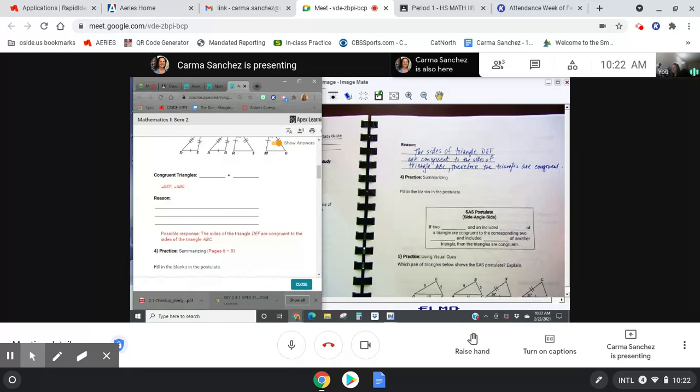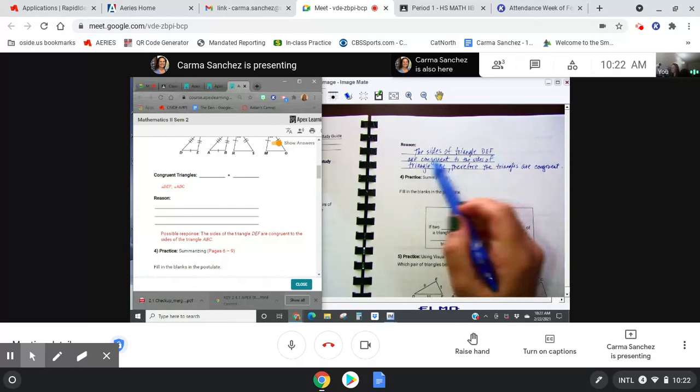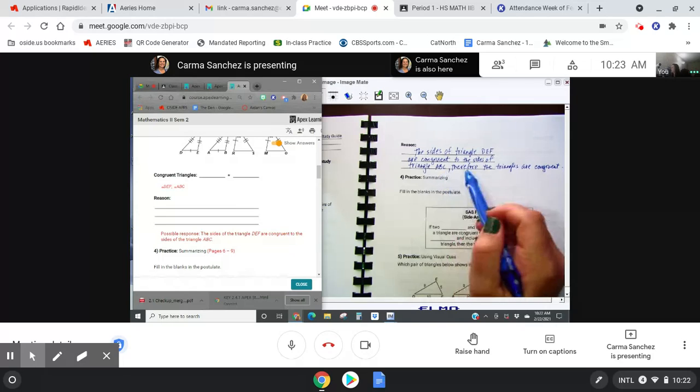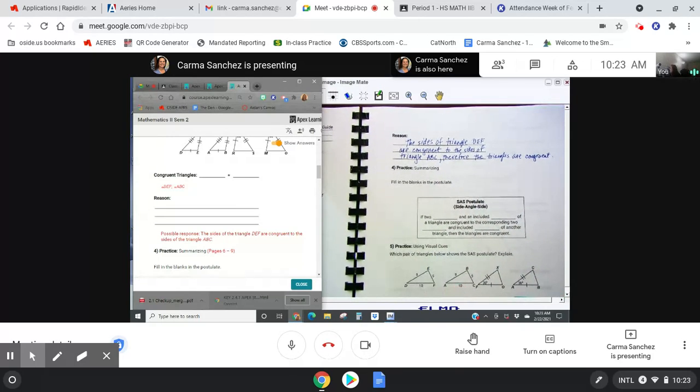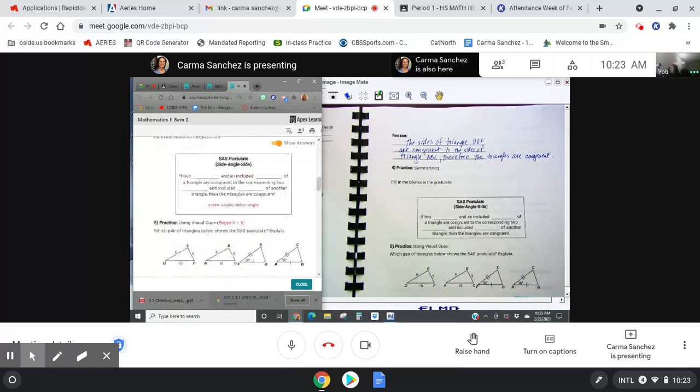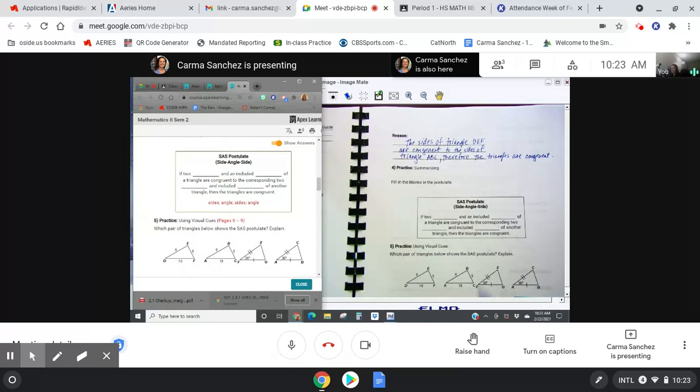So the sides of triangle DEF are congruent to the sides of triangle ABC, therefore the triangles are congruent. Don't forget that reason. Okay, let's look at the next postulate. This one is the side-angle-side postulate.